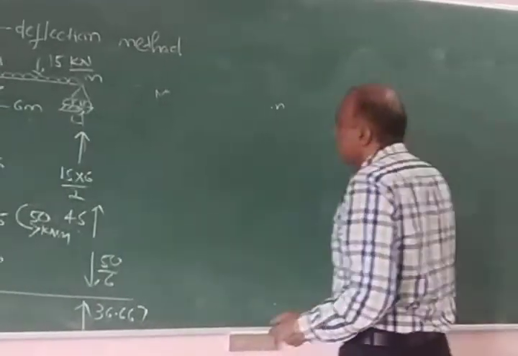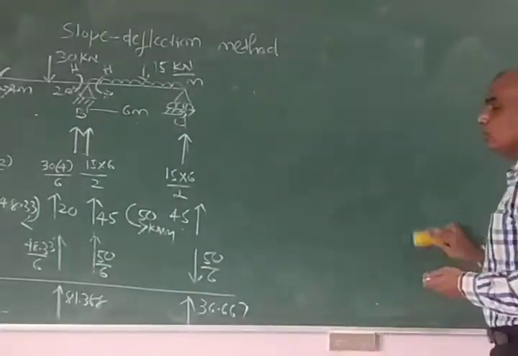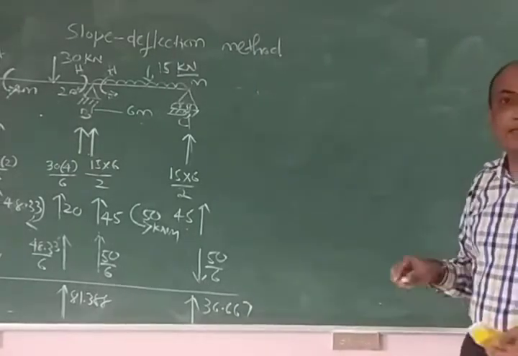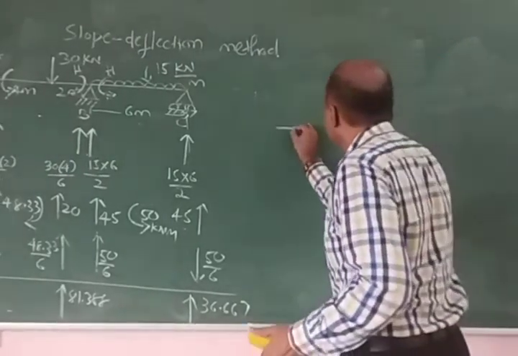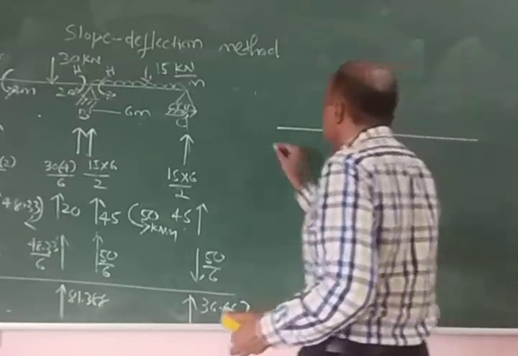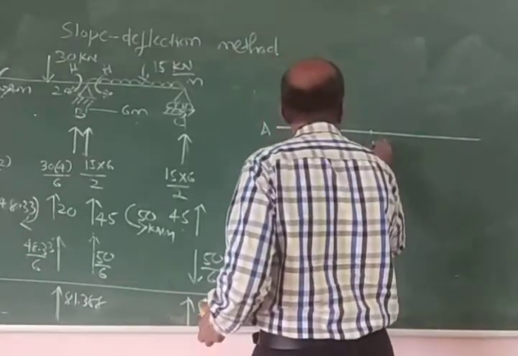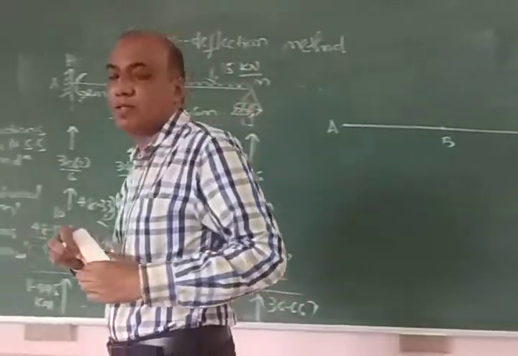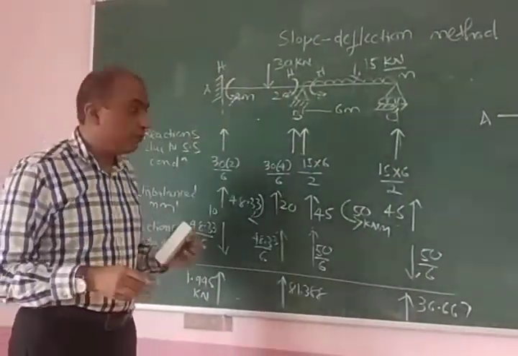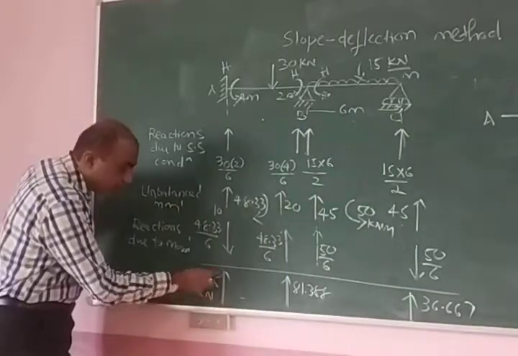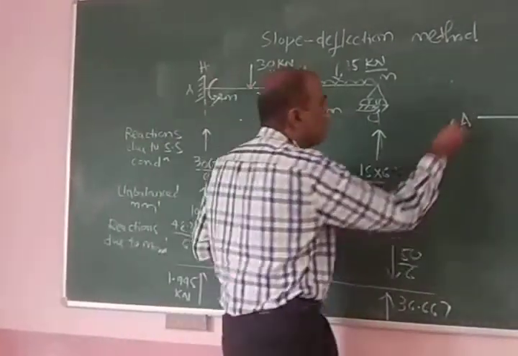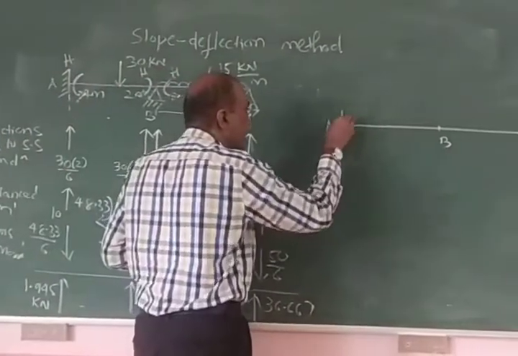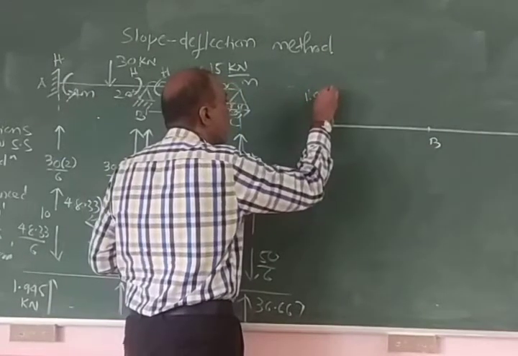The shear force diagram concept is similar to the one we had studied in strength of material. So first I will draw a horizontal line. This is A, this is B, and this is C. These are the ends of the members. Let us draw the shear force diagram. Very interesting. Start with 1.945. Positive on the left side. Sign convention is on the left side, shear force is positive, 1.945.